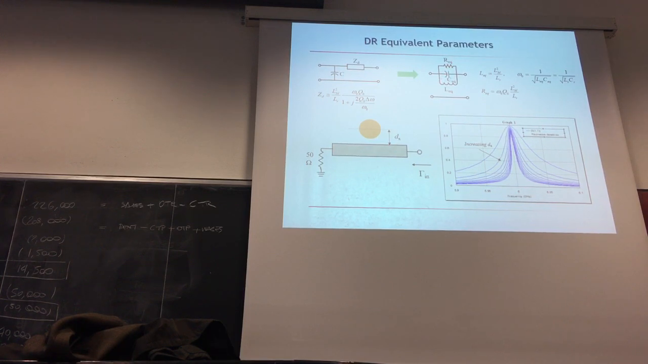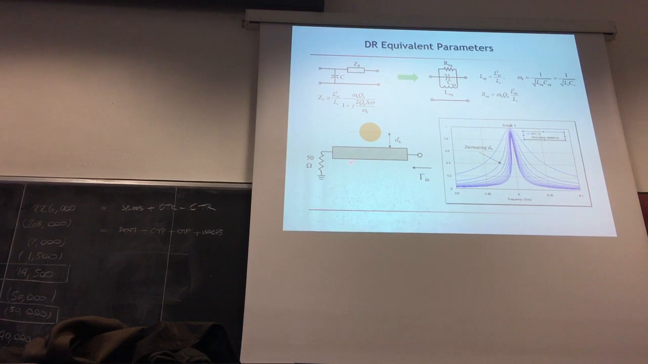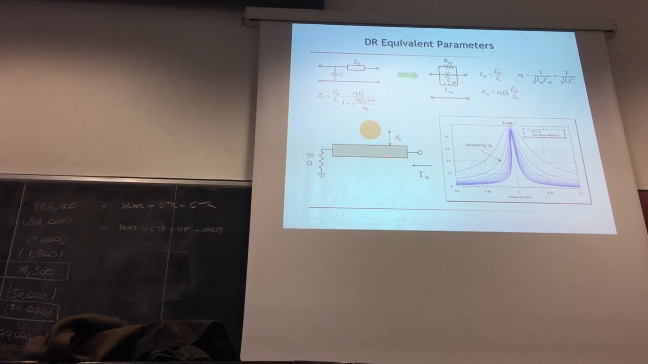Actually, this equivalent resistance is extremely large compared with the characteristic impedance of the microstrip, and then it is practically equivalent to an open circuit. So when the resonator resonates, in the section where this equivalent circuit is valid, we have practically an open circuit.